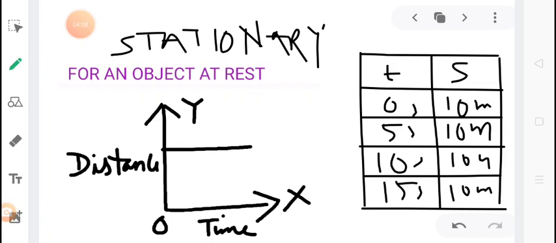Now when we plot all these values on a graph paper, you will find that the graph looks somewhat like this. At time equal to 0, position is 10, say this is the value corresponding to 10. Then continuously for different values of time, distance does not change, or rather the position does not change. So for a stationary object, the graph looks like this.